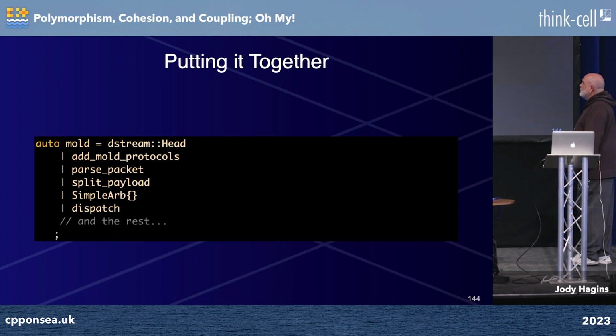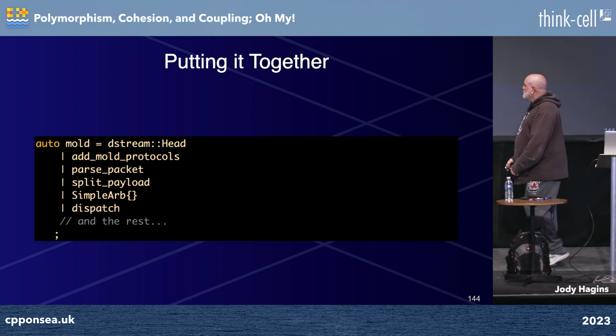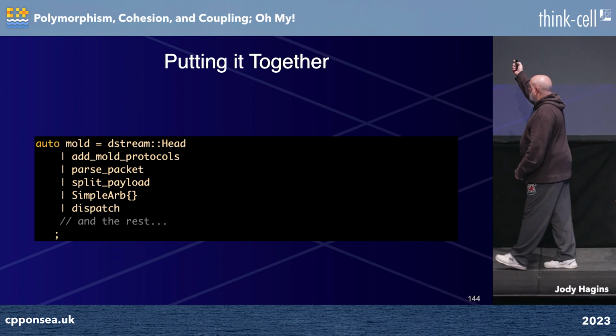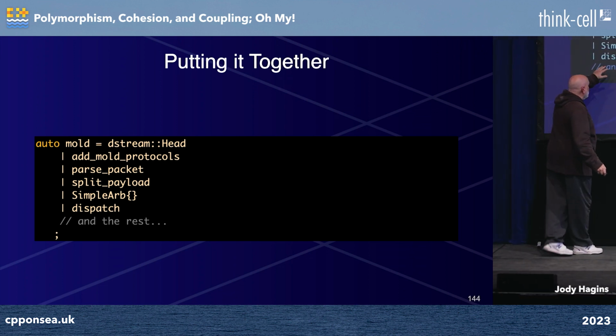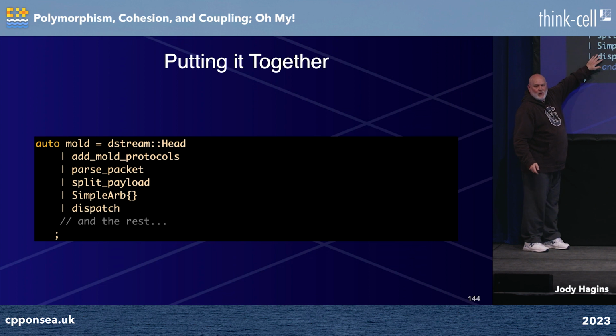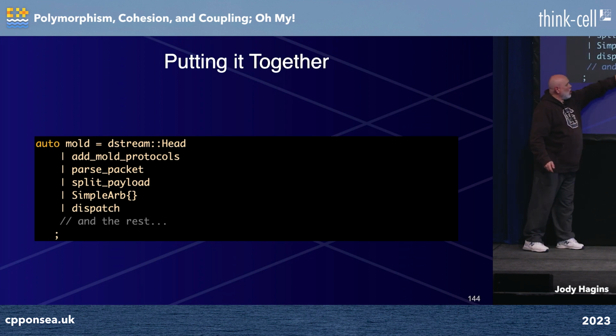But then we end up with this. There's our mold, there's our head. We have our mold protocols. We parse the packet. We split the payload. We do our simple arb. And then we've got the dispatch, which is the exact same as what we had earlier, right? We don't need anything else different. And then we've got all the rest of the stuff.